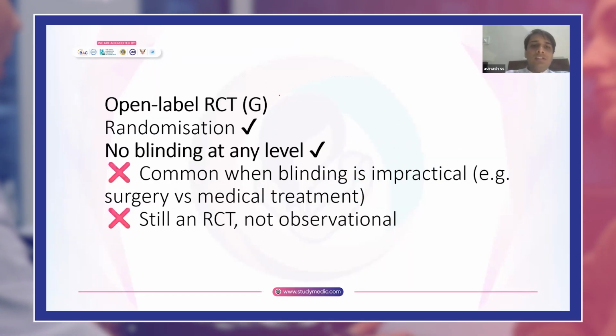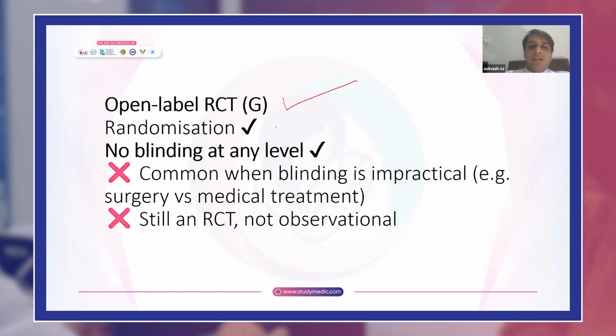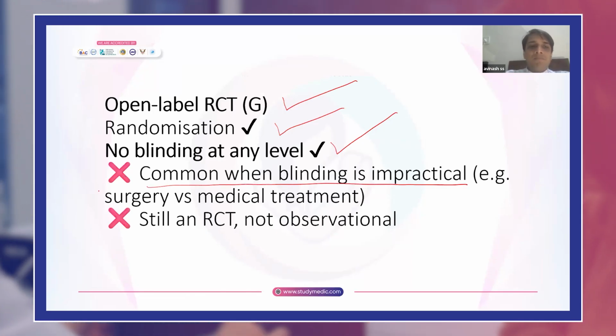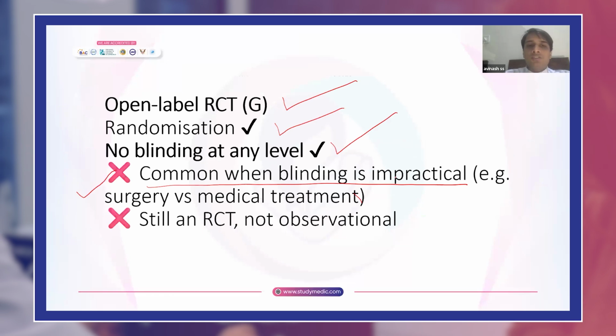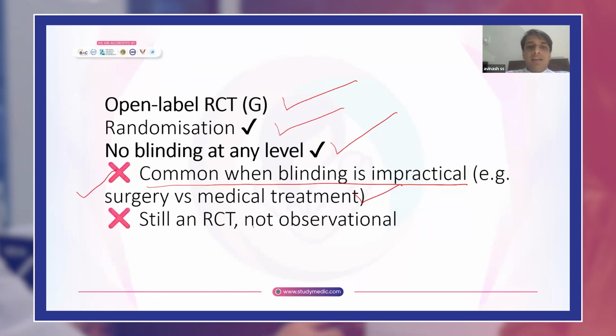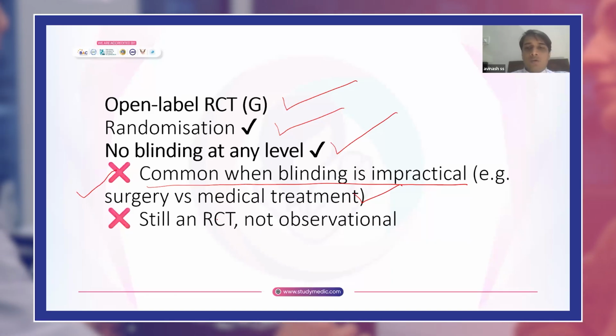In such a case, it is called an open label RCT. Randomization is done, so it is a randomized RCT, with no blinding at any level. It is common when blinding is impractical, for example, when you are giving surgery or procedures, or medical treatment like the previous example. It is still an RCT, not an observational study, because an intervention to change the course of the outcome is still given.